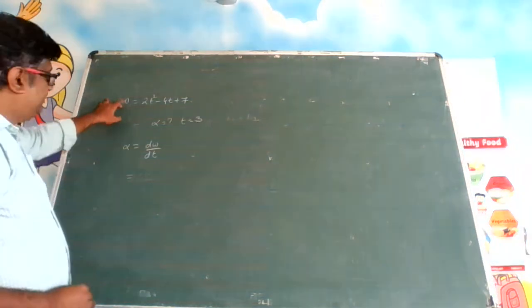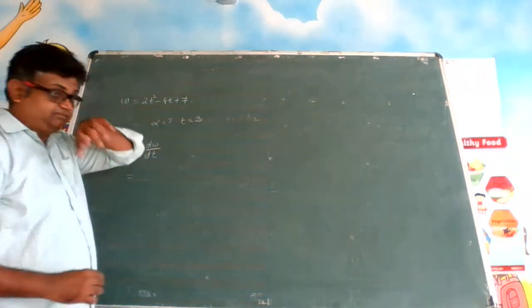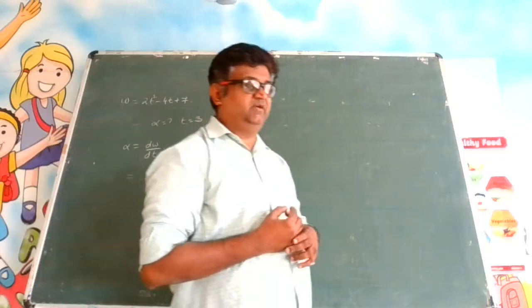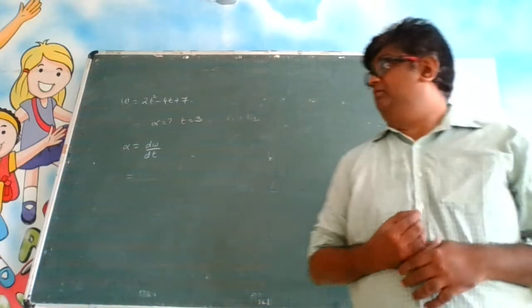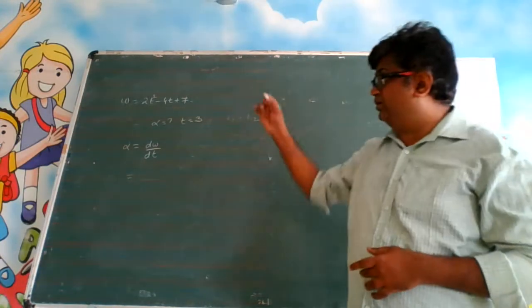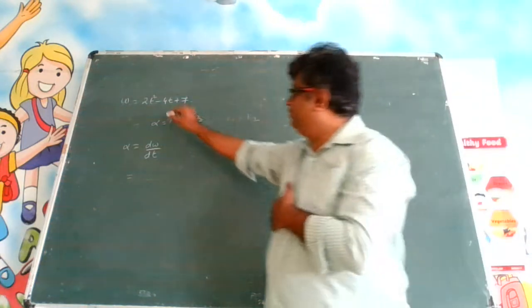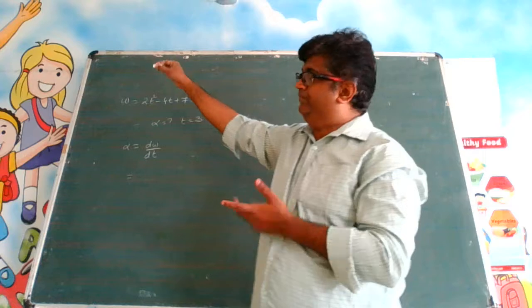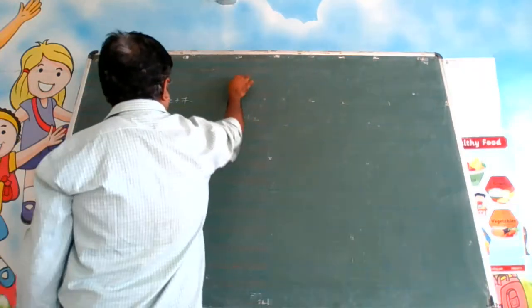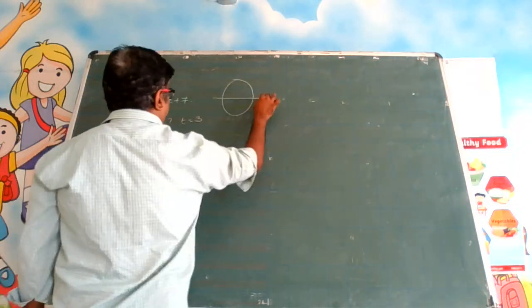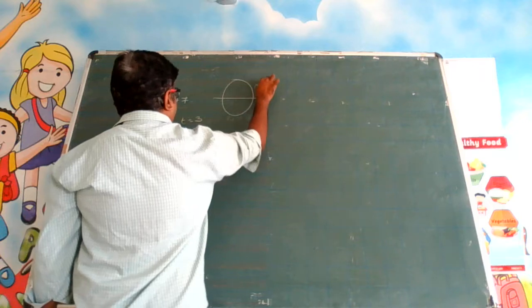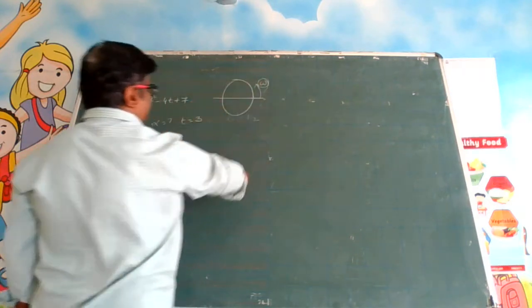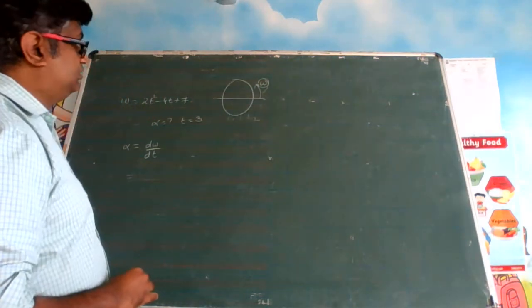Angular velocity is given as a time varying function. This is a variable angular speed. It is not a constant angular speed. You put t is equal to 1 value, you get something. You put t is equal to 5, you get something. In circular motion, if this omega is constant, it is a uniform circular motion.